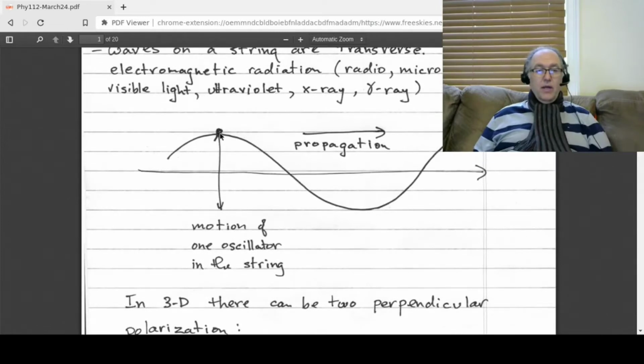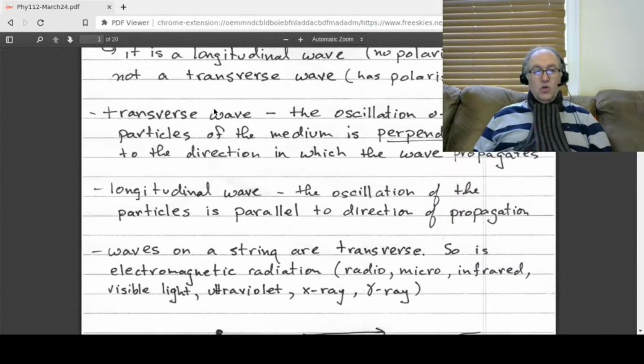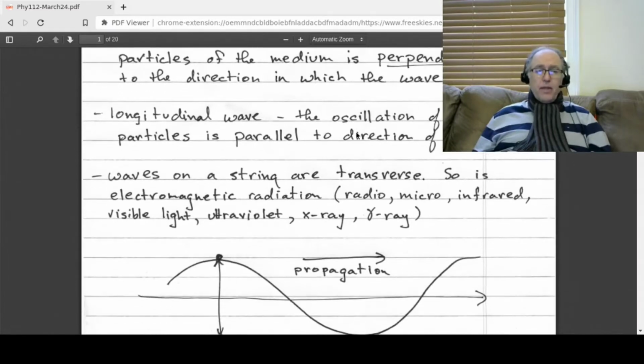Again, for a string, you put a little dot on the string and you just watch what that dot does, and it'll oscillate up and down. But if you follow any one of the crests, that crest will move to the right at some constant velocity. So those are transverse waves, and water waves are transverse waves. Electromagnetic waves like radio waves and so on, I'll show you in a minute, those are also transverse waves. So most waves are transverse, but sound is actually a longitudinal wave.